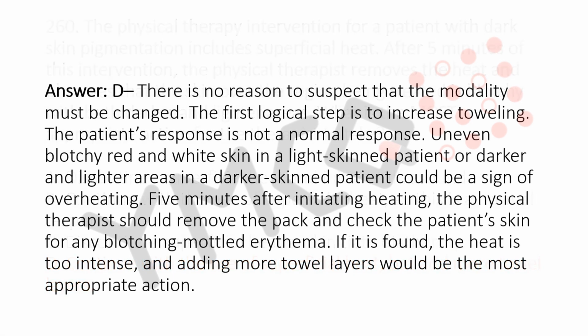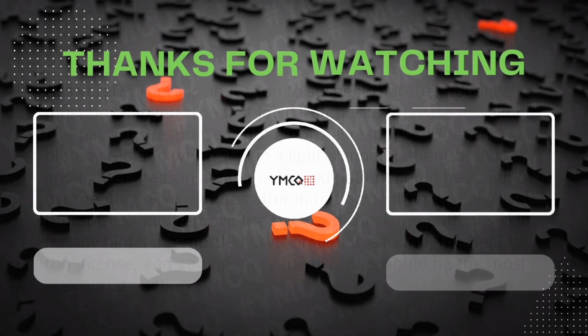Explanation for this question is, there is no reason to suspect that the modality must be changed. The first logical step is to increase toweling. The patient's response is not a normal response. Uneven blotchy red and white skin in a light-skinned patient or darker and lighter areas in a darker-skinned patient could be a sign of overheating. 5 minutes after initiating heating, the physical therapist should remove the pack and check the patient's skin for any blotching or mottled erythema. If it is found, the heat is too intense, and adding more towel layers would be the most appropriate action.